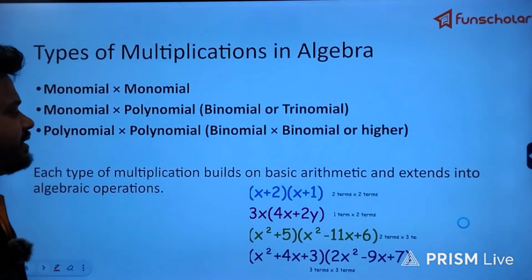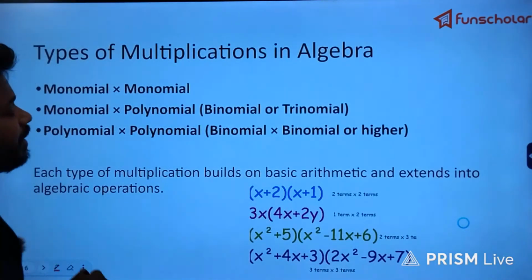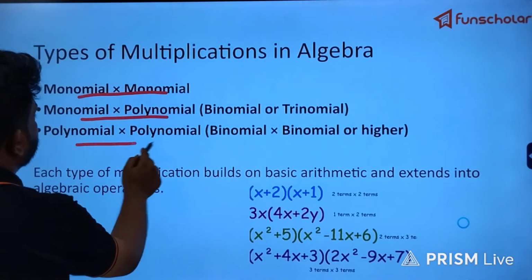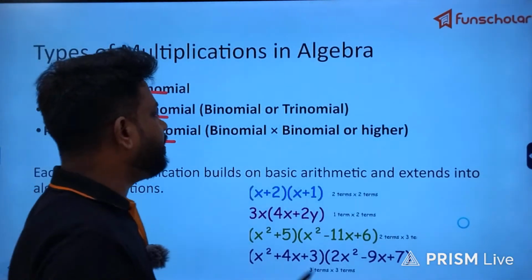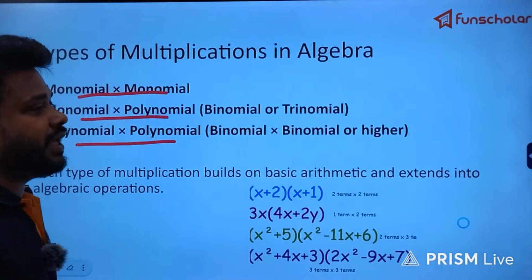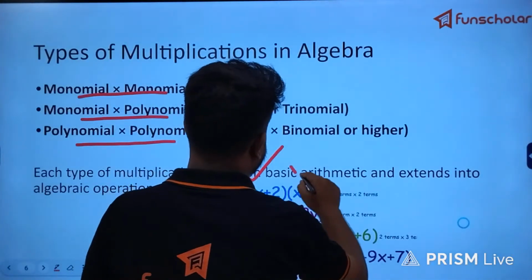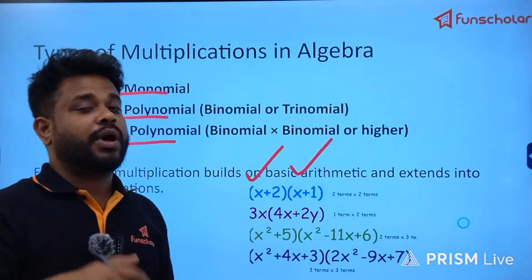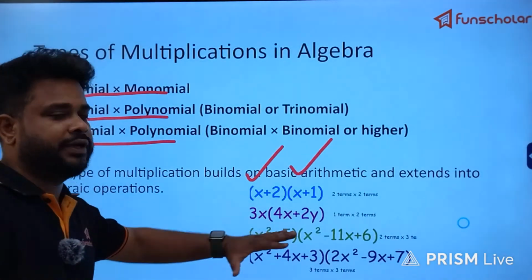Here they have discussed how we can get multi-terms by multiplying them, like monomial into monomial, monomial into polynomial, polynomial into polynomial. Each type of multiplication builds on basic arithmetic and extends into algebraic operations. Like this one is a binomial and this one is also a binomial. When we multiply binomial and binomial, we end up getting a polynomial. Similar cases will be followed for the different examples as well.